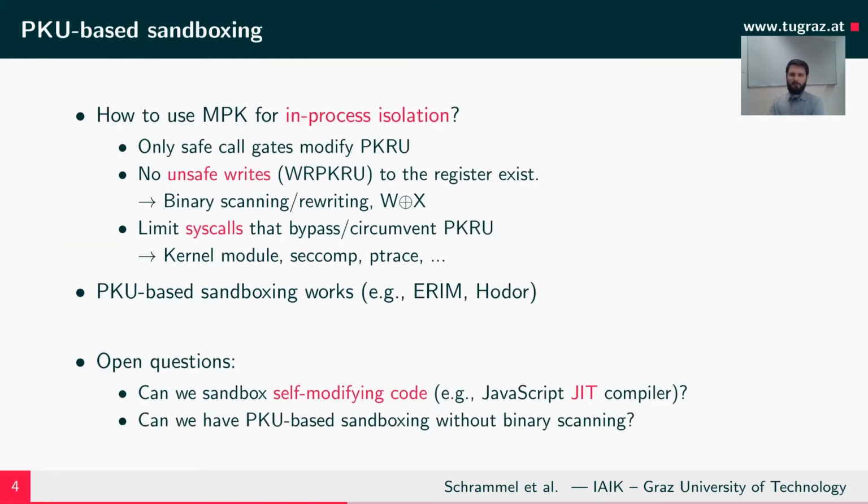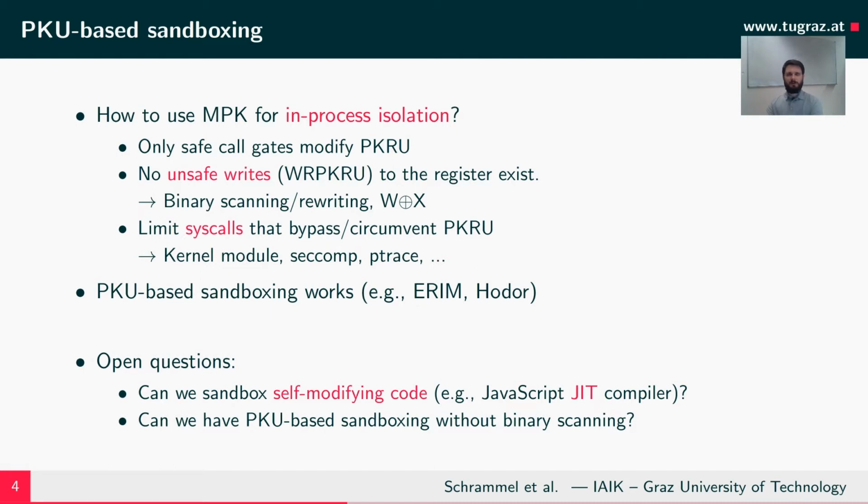Now, how can we build sandboxing using MPK? Or protection keys for user space? We need to make sure that only safe call gates modify this policy register. So, for example, a sandboxed application must not be able to change its own permissions. This can be done using binary scanning and rewriting, in addition to write XOR execute. Furthermore, we have to limit syscalls that may be able to bypass or circumvent this protection. For this, we need a kernel module or, for example, ptrace process.